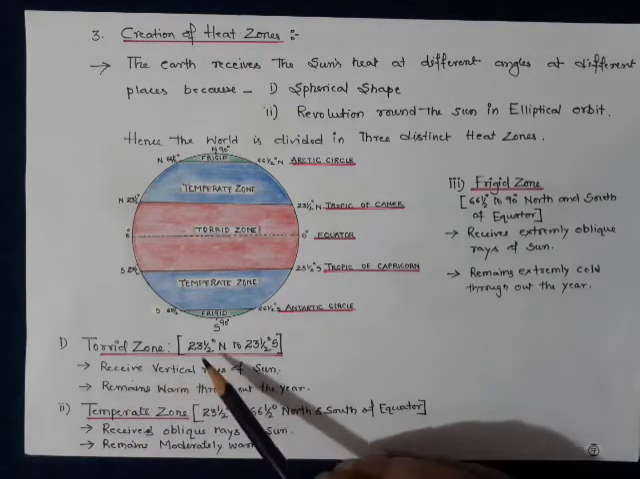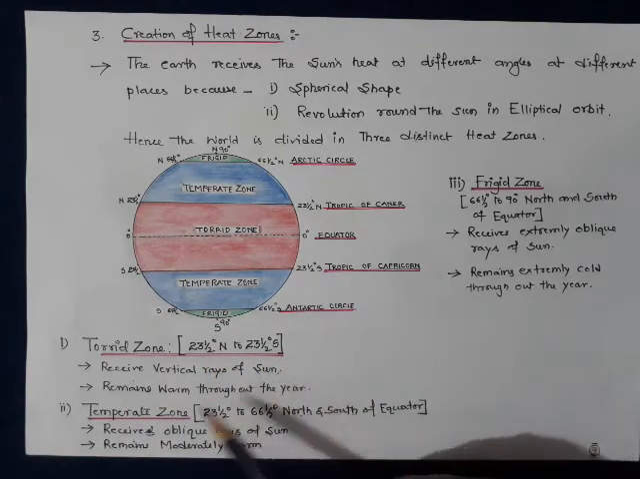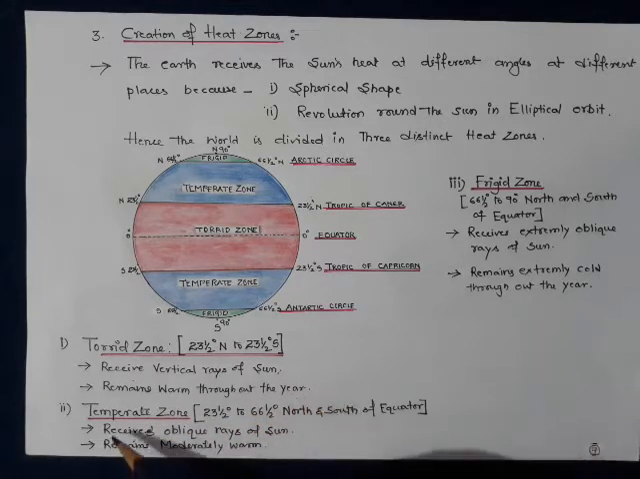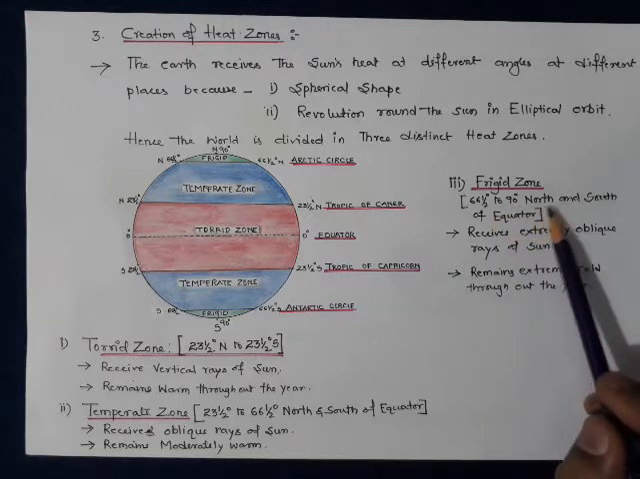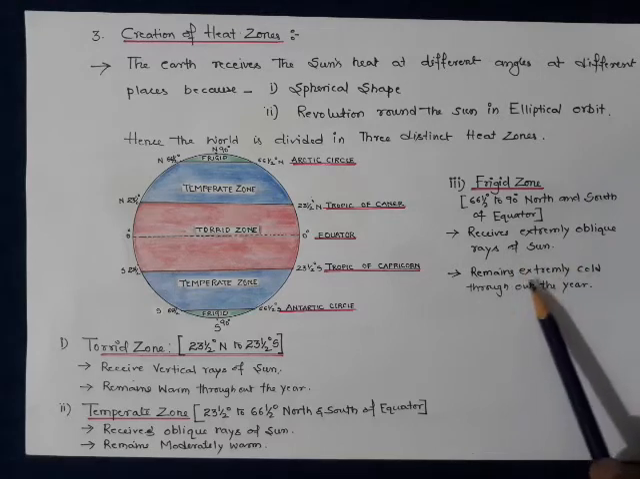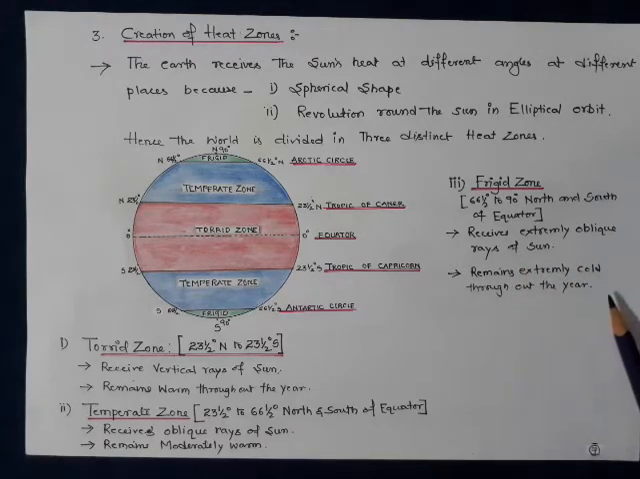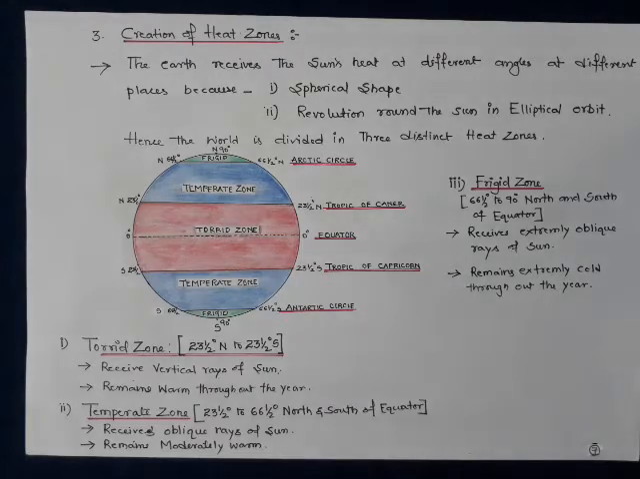So torrid zone, 23.5 degrees north to 23.5 degrees south, receives vertical rays of the sun and remains warm throughout the year. Temperate zone, 23.5 degrees to 66.5 degrees north and south of the equator, receives oblique rays of the sun and remains moderately warm. Frigid zone, 66.5 degrees to 90 degrees north and south of the equator, receives extremely oblique rays of the sun and remains extremely cold throughout the year. So this is how the rotation and the revolution have influenced the thermal zones on the earth.